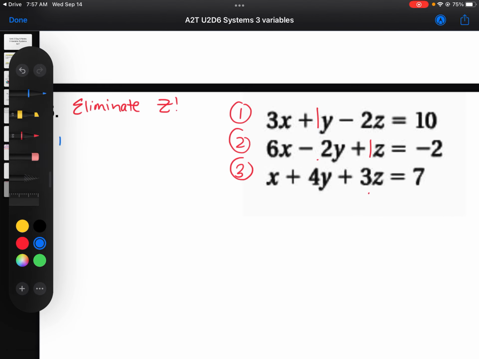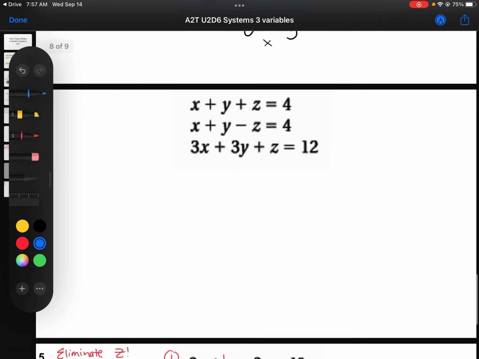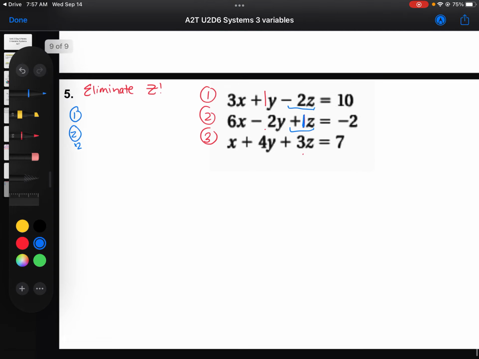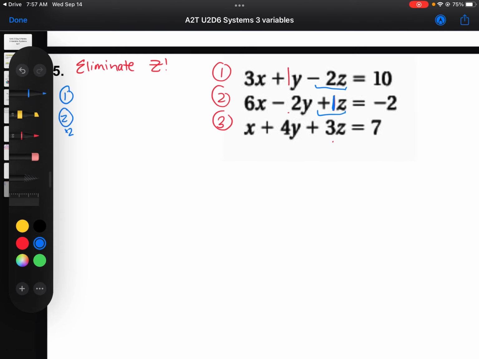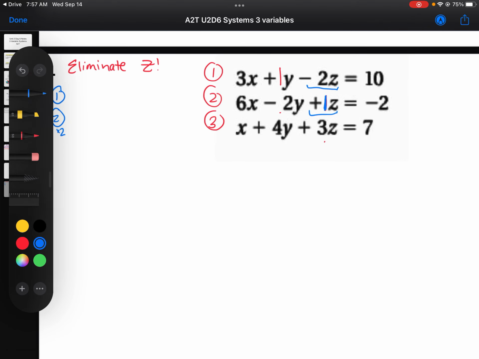So the first thing I'm going to do, let's go ahead and take equation 1 and 2. But let's think, will they cancel out right now? No. So I'm looking at my z's. We need to get those to opposites. So can I get this 1 into the opposite of a negative 2? Yeah, I can multiply it by 2. Oh, I skipped one. That's okay. We'll go back to number 4. So I'm going to multiply this by 2.